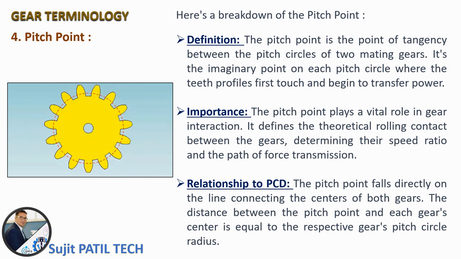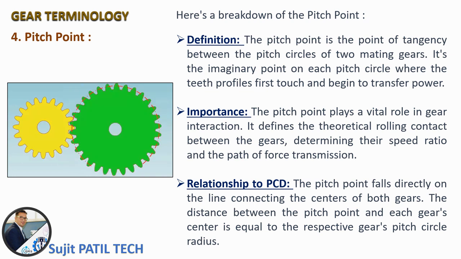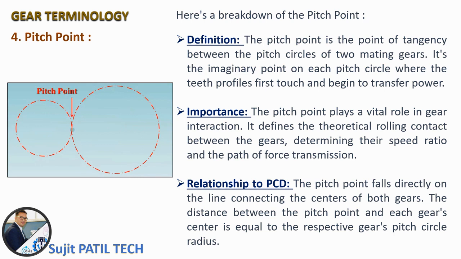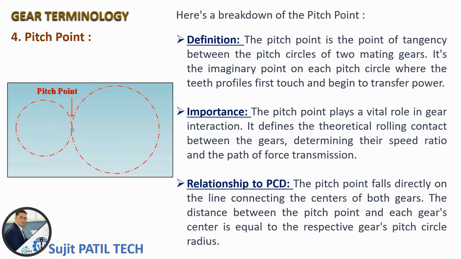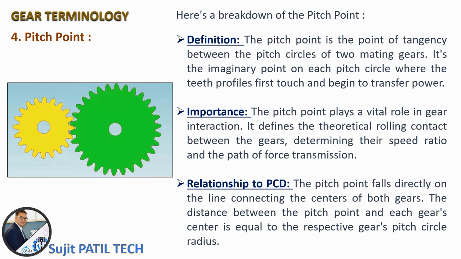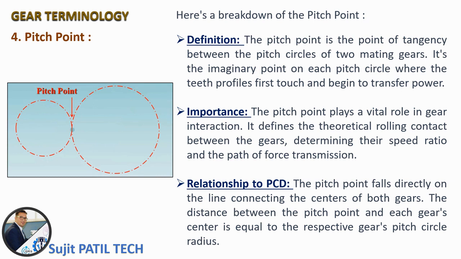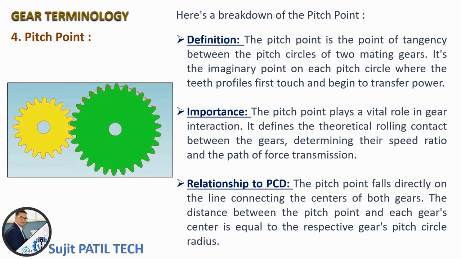Definition: the pitch point is the point of tangency between the pitch circles of two mating gears. It's the imaginary point on each pitch circle where the teeth profiles first touch and begin to transfer power. Importance: the pitch point plays a vital role in gear interaction. It defines the theoretical rolling contact between the gears, determining their speed ratio and the path of force transmission.